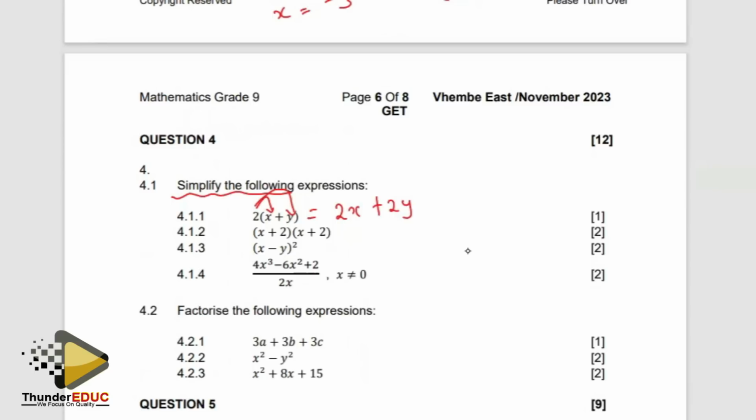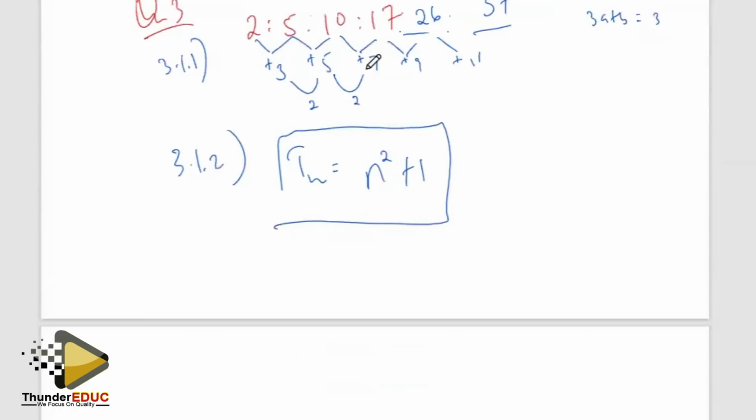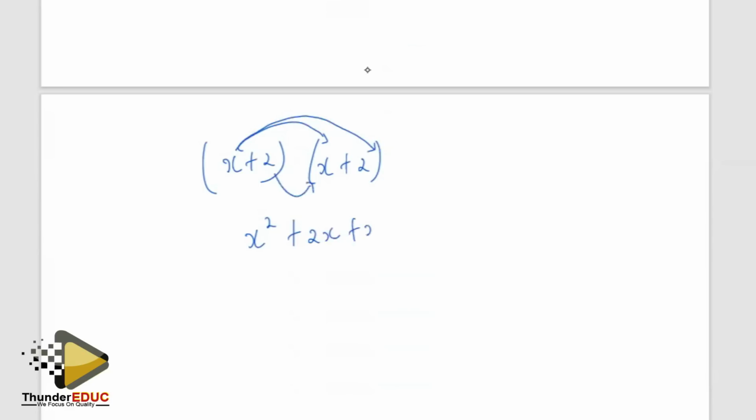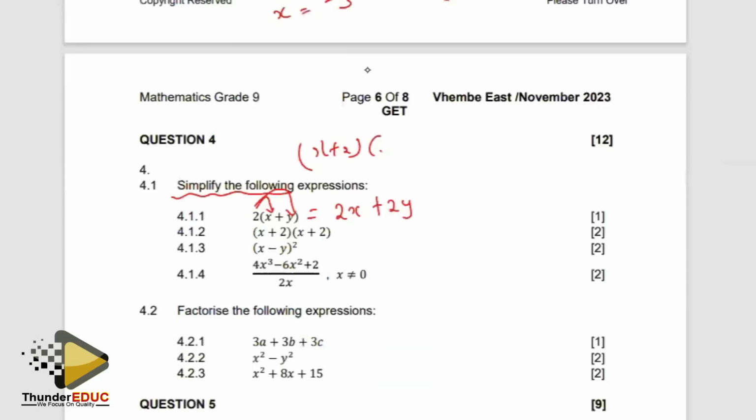Then if we have x plus 2 and then x plus 2, let me put this side. So we're saying x plus 2 and then x plus 2. So this x multiplies with that, we have x squared. X multiplies by 2, we have 2x. 2 multiplies by x, which is also 2x. And then 2 multiplies by 2, which is a 4. The only like terms we have are those. So it's x squared plus 4x plus a 4. That should be our expansion for 4.1.2.